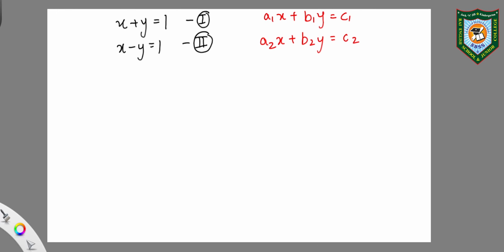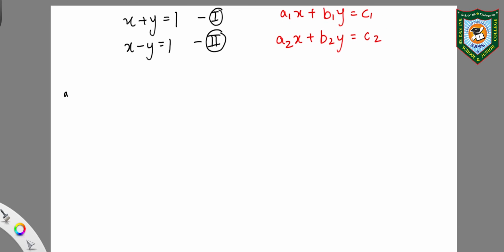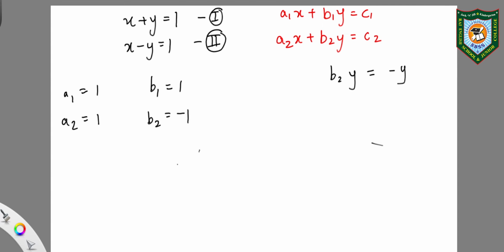So let's try to write down the coefficients. I have a1 as 1, I have a2 as 1, I have b1 as 1, and here now I have b2 as minus 1. b2 is not plus 1. If anybody has a doubt, let's see over here. b2y is equal to minus y, and y cancels. Once y and y cancels, I'm left with 1. So b2 is equal to minus 1. Now b2 is minus 1, and I have c1 as 1 and c2 as 1.